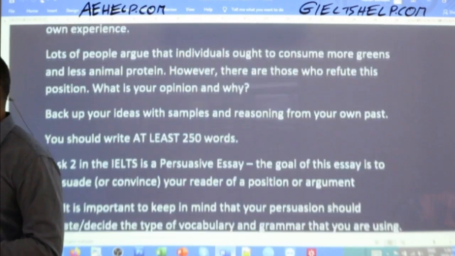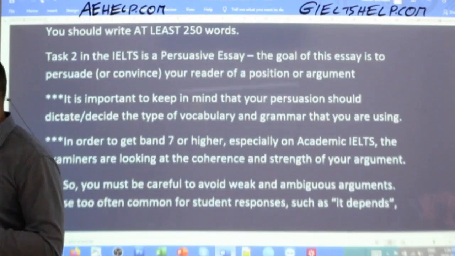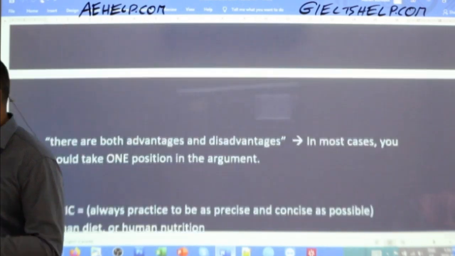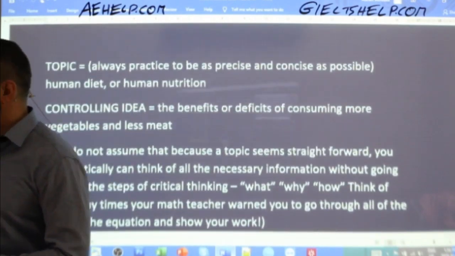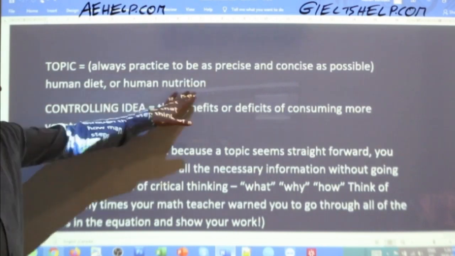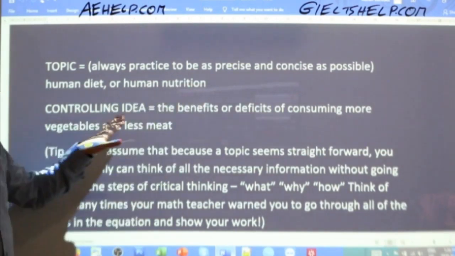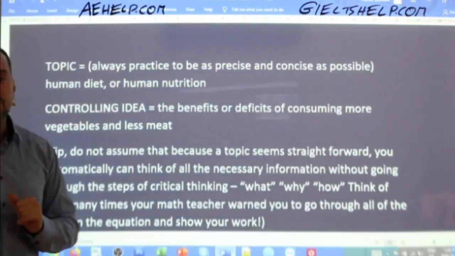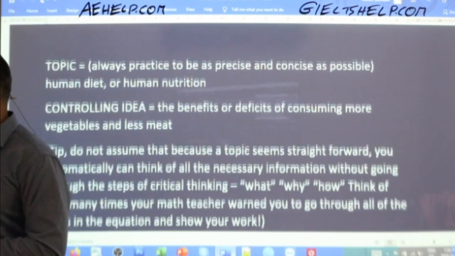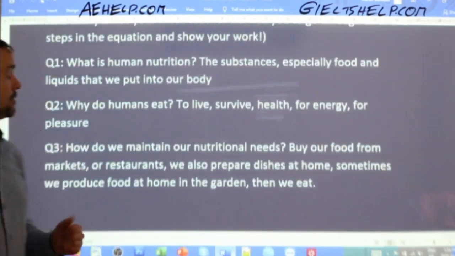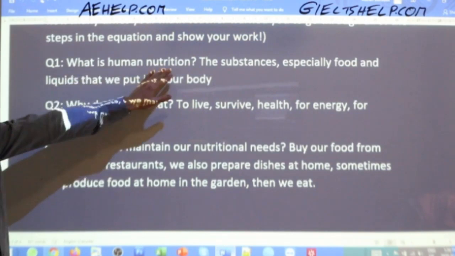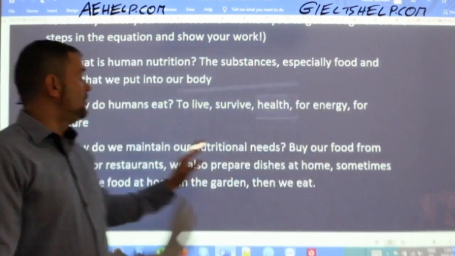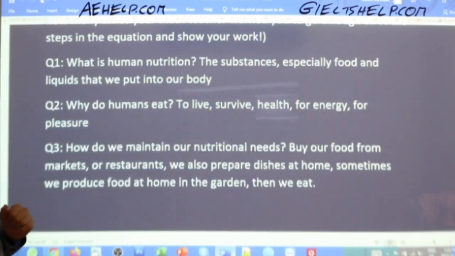So we read this, we paraphrased it, and then we did some really important order of operations, meaning critical thinking. We identified the topic as human nutrition and the controlling idea as the benefits or deficits of consuming more vegetables and less meat. Okay, so we went through the topic asking what is human nutrition. Human nutrition are the substances, especially food and liquids, that we put into our bodies.